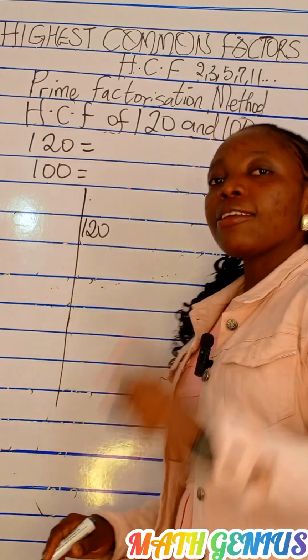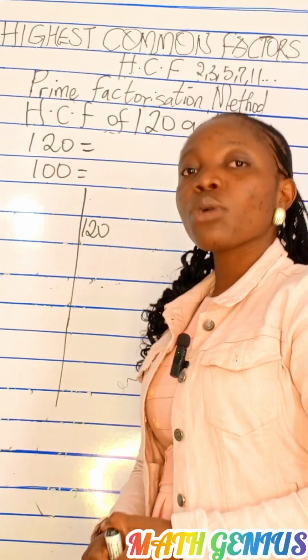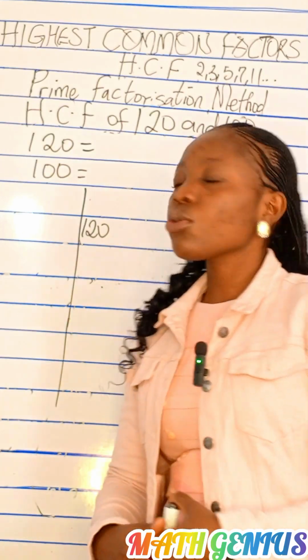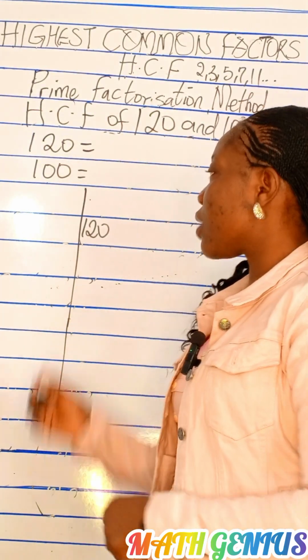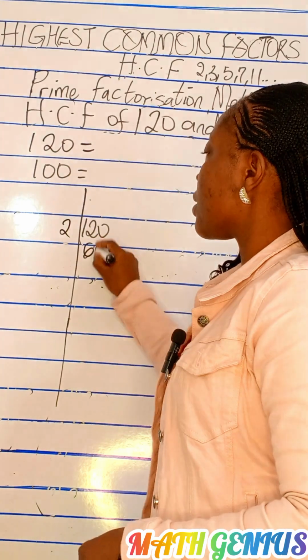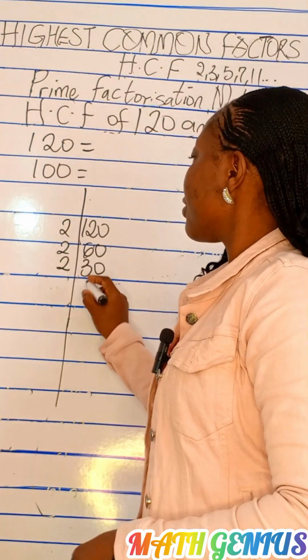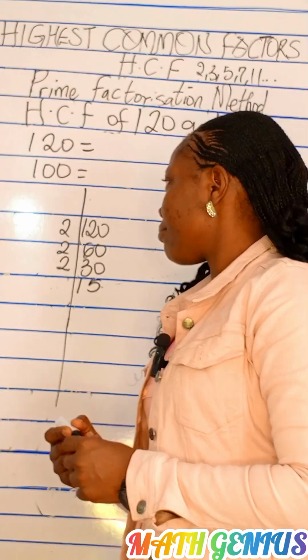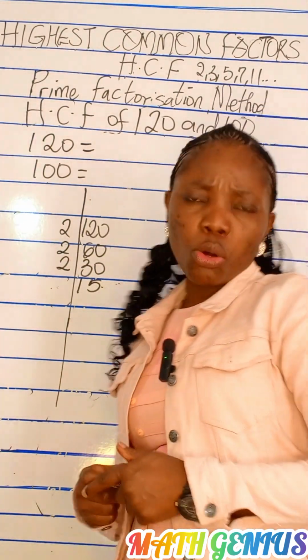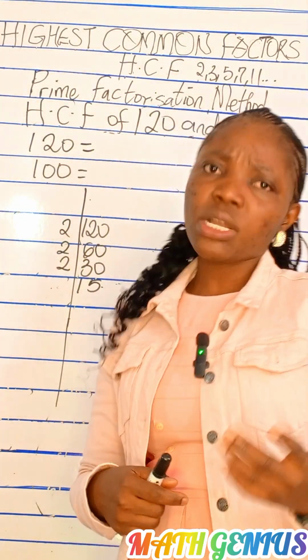So let's go. The very first prime number is 2, and 2 can go into 120. Of course, 2 can go into 12, it gives you 6. 2 goes into 0, gives you 0. So 2 goes to give you 60. 2 can go again, you have 30. 2 goes again, you have 15. Right? But can 2 go into 15?